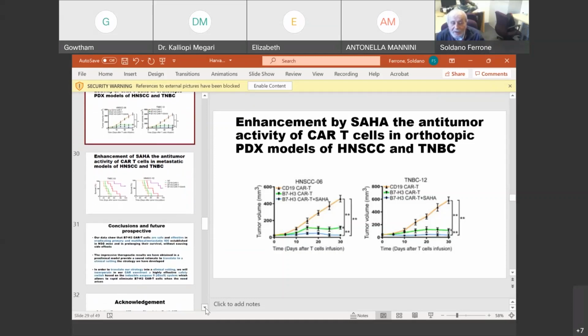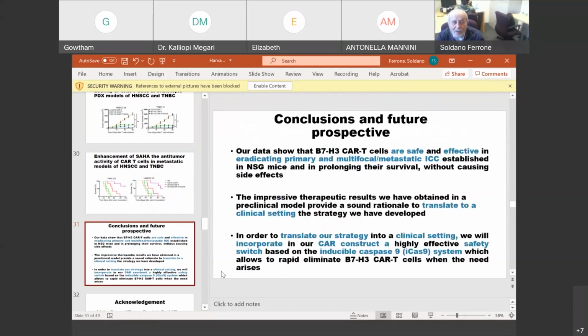So I hope that the results I have shown to you have convinced you that B7H3 is an excellent target for implanting immunotherapy with CAR T cells, and the impressive result that we have obtained in the mouse model provide a good rationale to translate this strategy to a clinical setting.